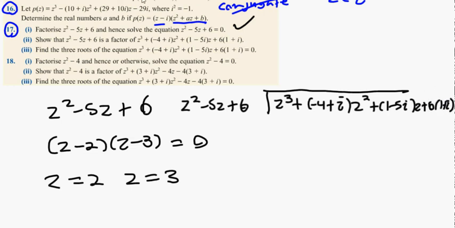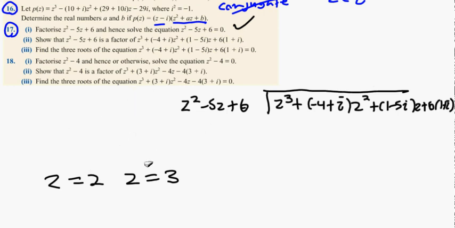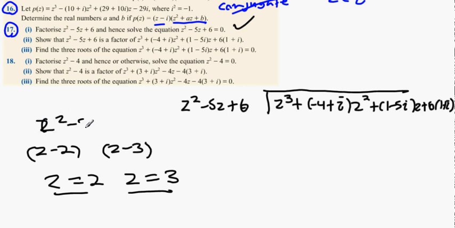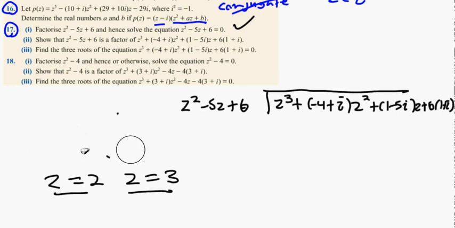You could try that out, but a much quicker way would be to realize that these two are my factors, and if the two d's satisfy this equation, then the two d's are factors. Therefore z equals 2 is a root, z equals 3 is a root, therefore z minus 2 and z minus 3 are factors, and therefore z squared minus 5z plus 6 is also a factor. Okay, so two different ways of trying it out.